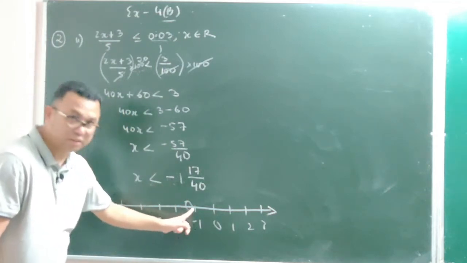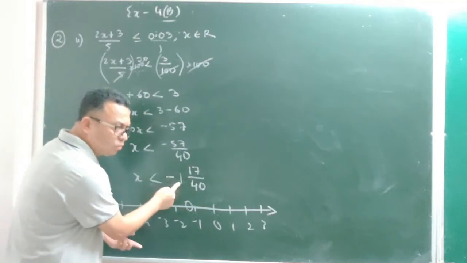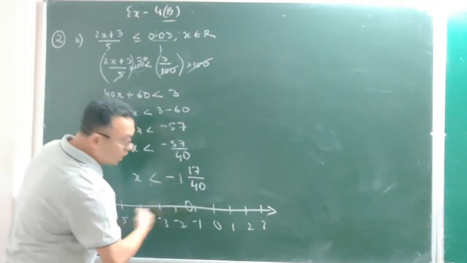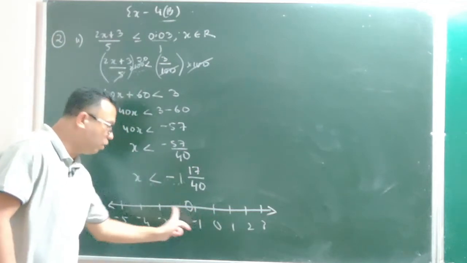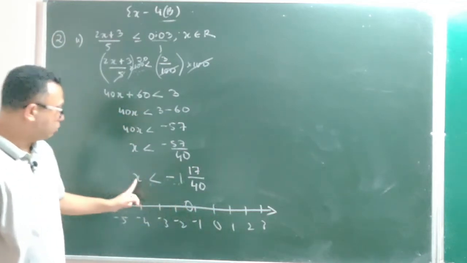Now you may say, sir, how did you measure? I just estimated: minus 1 and a little more than minus 1. More means I have to move this side. Actually it is not more, it is less, so we move towards minus 2.